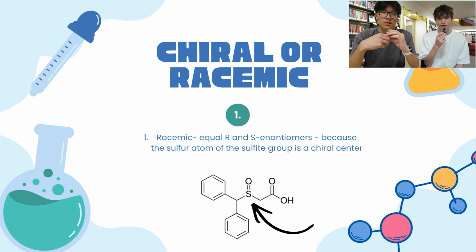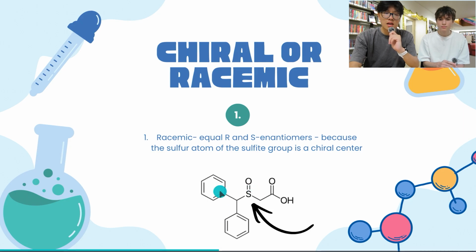So modafinil is a racemic compound, which means it has equal R and S enantiomers. And this is because the sulfur atom of the sulfite group is a chiral center, as you can see below. Just to point out, this is the only sulfur here with this one group here. I'm pretty sure it's a carboxyl group. We have our double bonded oxygen along with this big group on the side, and I'm assuming it has an H, which makes it a chiral center.